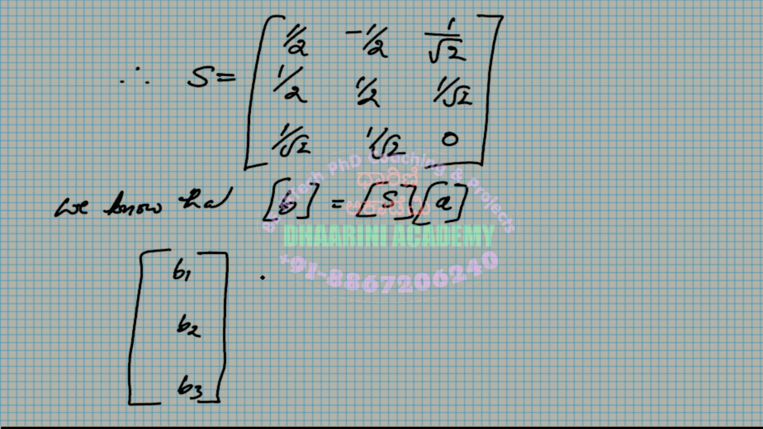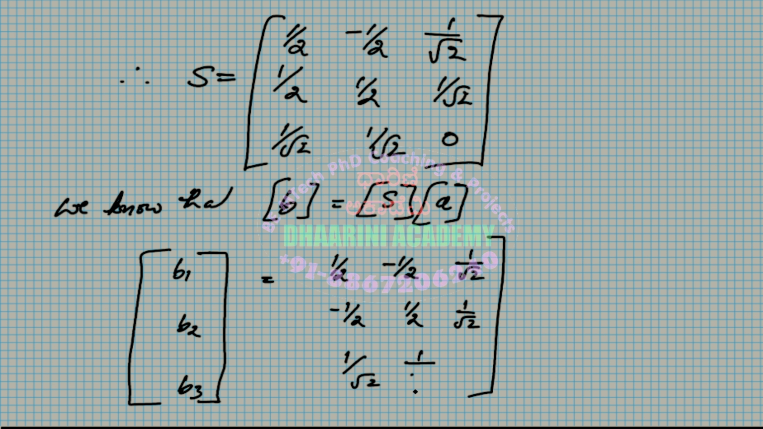So this is equal to, I am supposed to write the S matrix. So directly write the values of the S matrix, okay? 1 by 2, minus 1 by 2, 1 by root 2, minus 1 by 2, 1 by 2, 1 by root 2, 1 by root 2, 1 by root 2, 0. All right, so this is S.